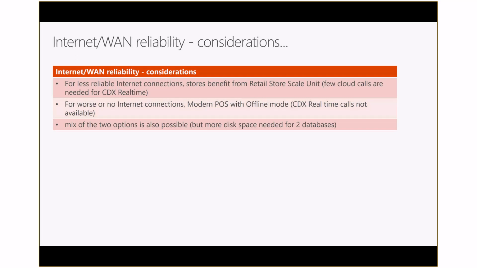As mentioned before, Modern POS with offline mode is a consideration for really bad or no internet connections. But of course, we need internet connections at some point in order to synchronize master data and transactions into the appropriate direction. A mix of the two options is possible and supported. Of course, if we have both a retail store scale unit and offline databases, now we actually have more synchronization happening, because there are 2 or more databases involved in the solution in the store.